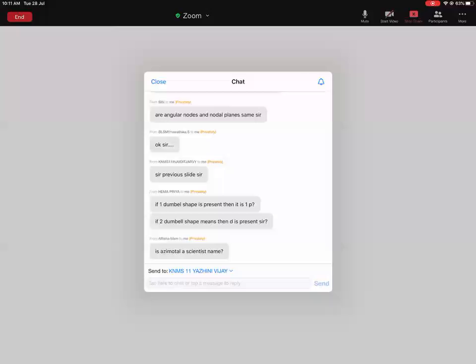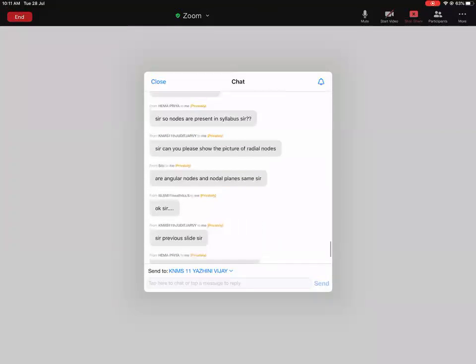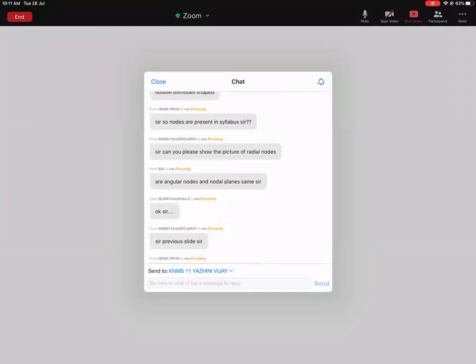Azimuthal is the name of it. If one dumbbell shape is present, it is 1P. If two dumbbell shapes are present, then D is present. Yes, D is double dumbbell shaped. Okay, so this is the best I can do about this.